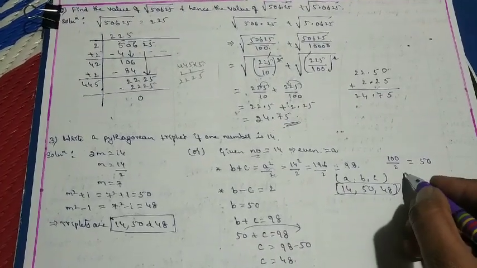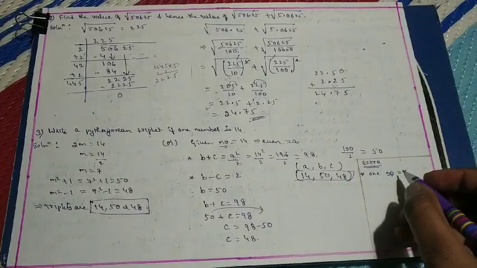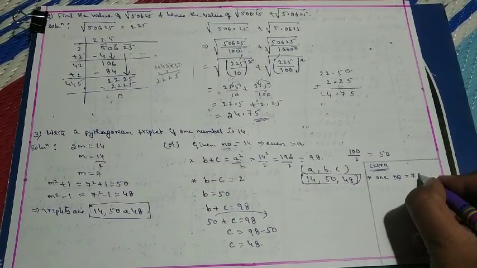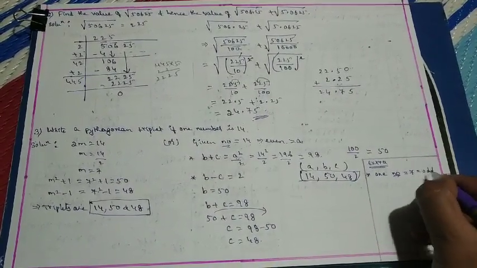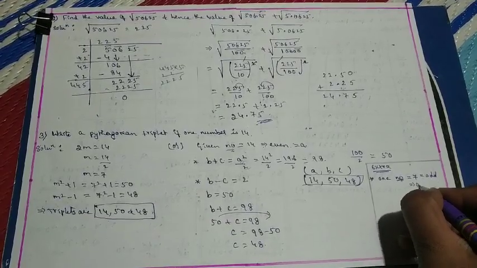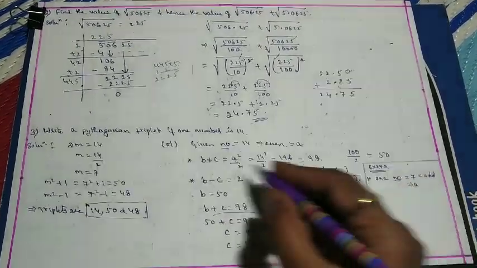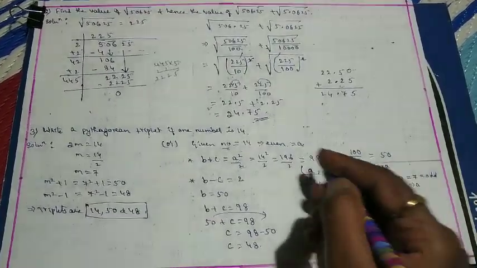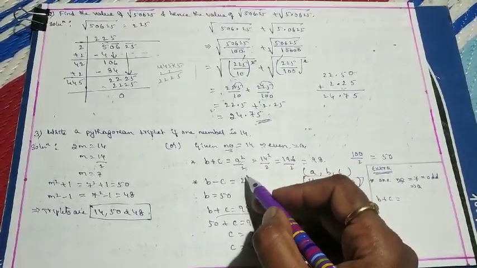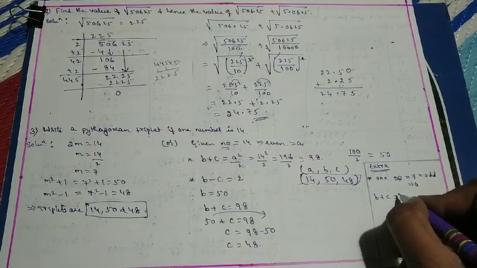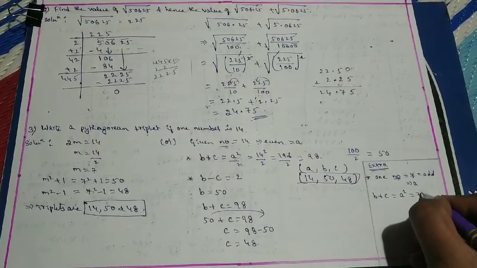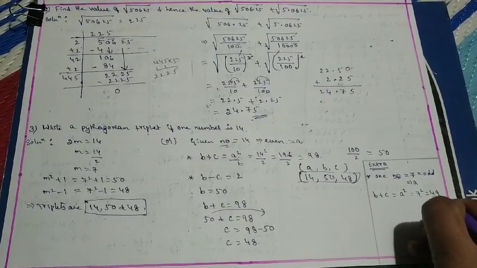So let me explain by taking one example. That is an extra question. One number is 7. 7 is an odd number, right? So that is a. Then the condition is b plus c. In even, we took b plus c equal to a square by 2, whereas in odd we take only a square. That is 7 square, which is 49.